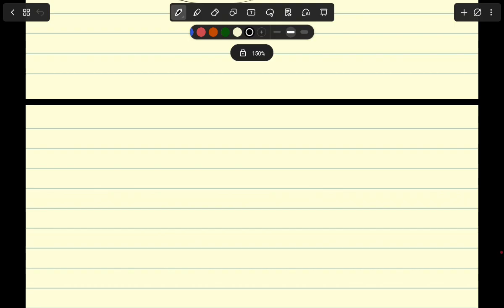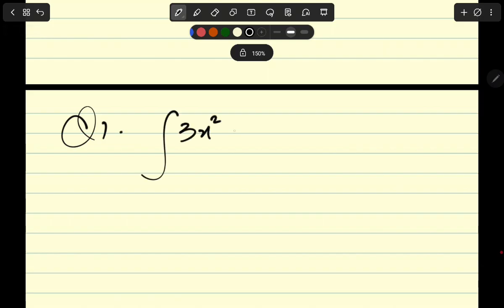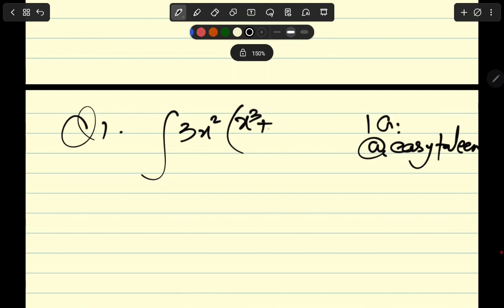Now, I want you guys to pause and attempt these. Question number 1 and leave the answers. You can DM me on our Instagram, which is Easy Taleem, EASYTALEEM. I'm going to respond to everyone. 3x squared times (x cubed plus 5) to the power of 4 dx. Give me the answer of this.